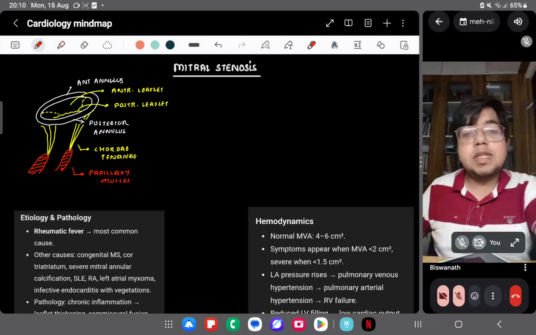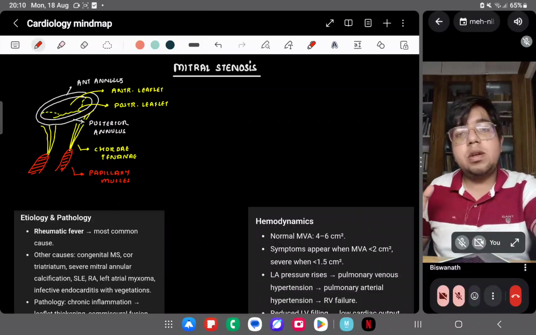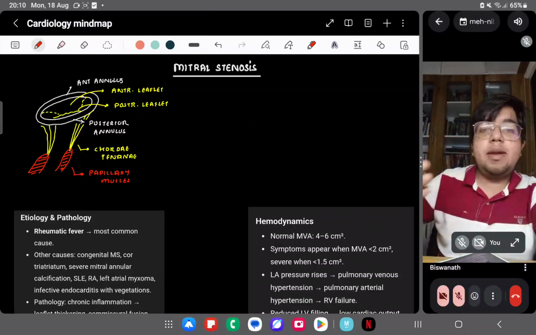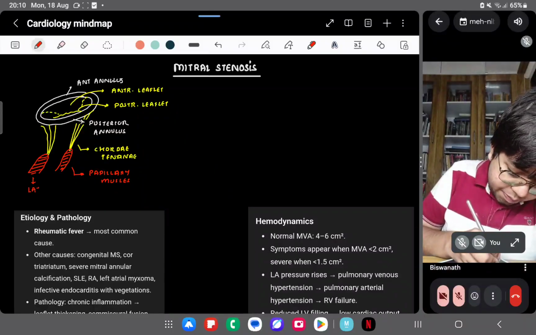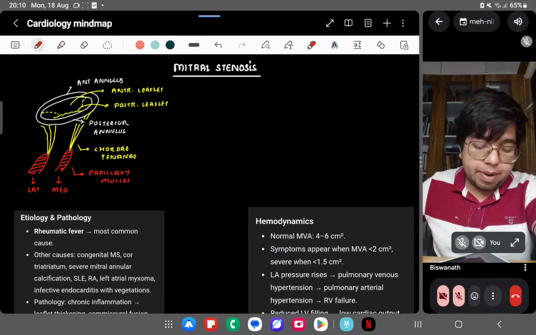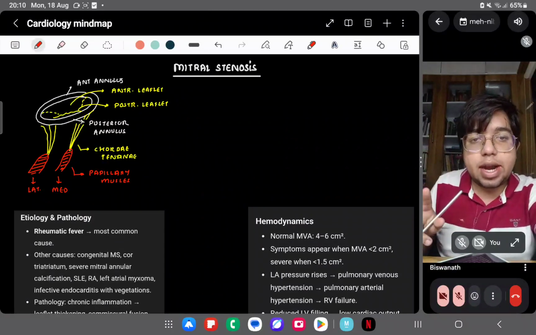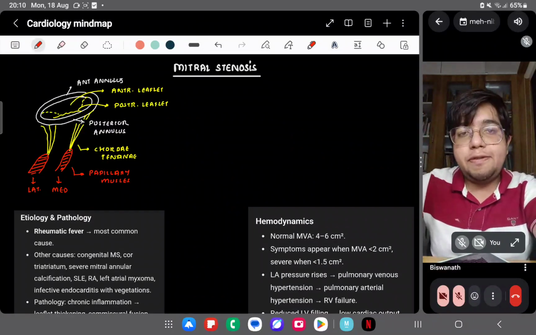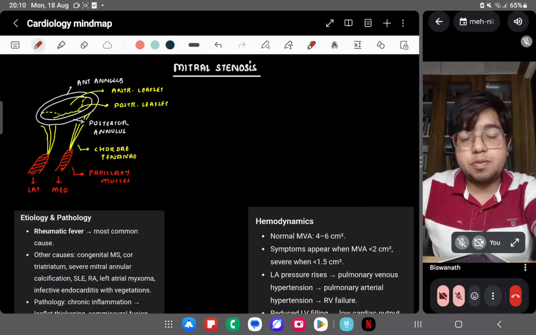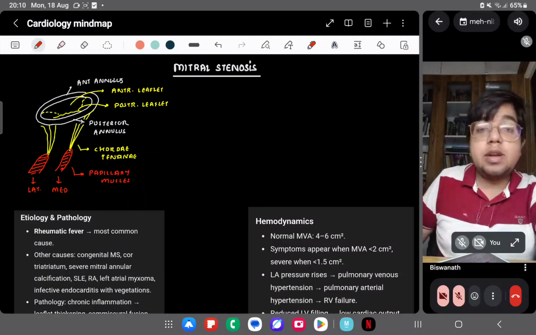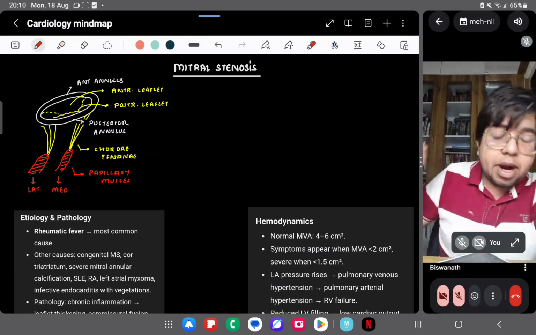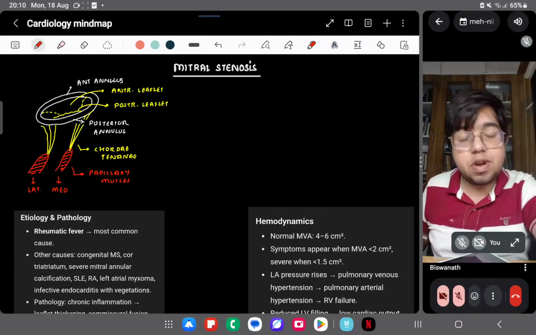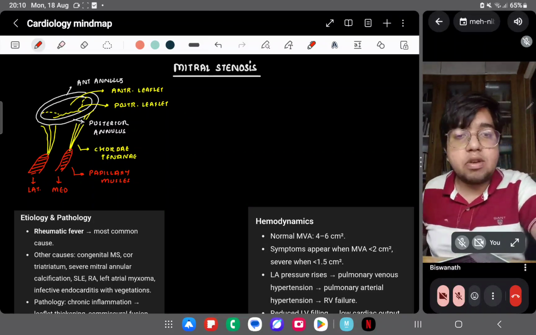Papillary muscles: we have a lateral papillary muscle and a medial papillary muscle. So this is the lateral one, this is the medial one. They are attached to chordae tendineae. Chordae tendineae in turn are attached to the leaflets. We have two leaflets, anterior leaflet and posterior leaflet. Then the leaflets are attached to the annulus. This whole white part is the annulus, with an anterior annulus part and a posterior annulus part.